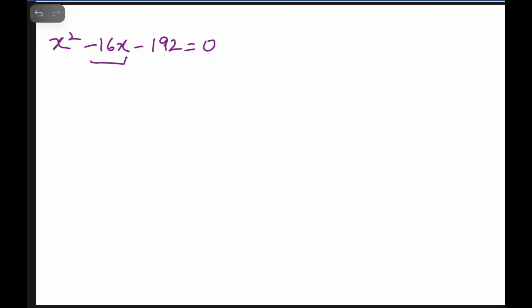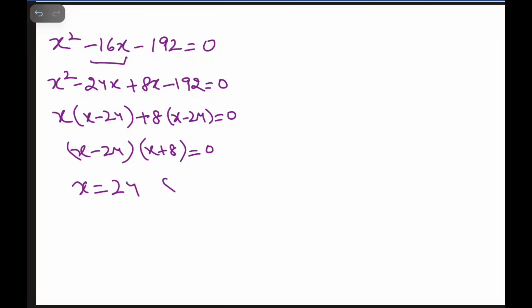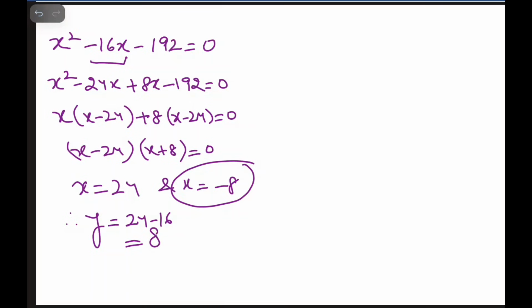We will be splitting the middle term. We will write x square minus 24x plus 8x minus 192 is equal to 0. We will take x common. X minus 24, plus 8 common, we get x minus 24 is equal to 0. Further, x minus 24, x plus 8 is equal to 0. Now we get x value as 24 and x value as minus 8. This value is rejected. So therefore y value will be 24 minus 16, that is 8.